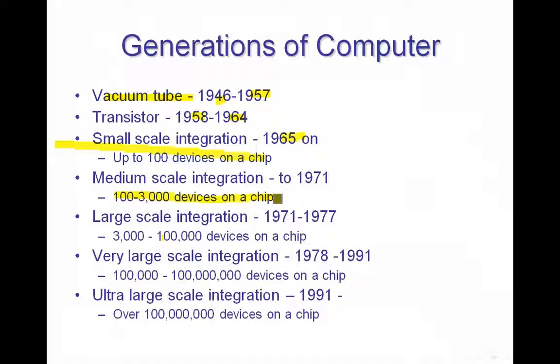For large scale integration from the year 71 to 77, we have about 100,000 devices on a single chip. Then we have very large scale integration from the year 78 to 91, with up to 100 million devices on a single chip. Then we have ultra large scale integration, from the year 91, with over 100 million devices of microelectronics on a single chip.